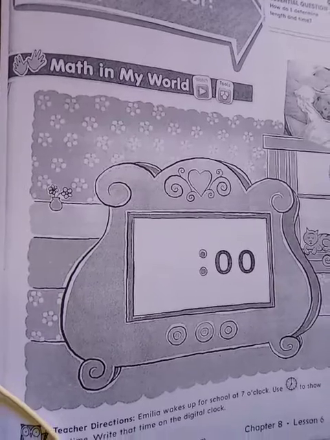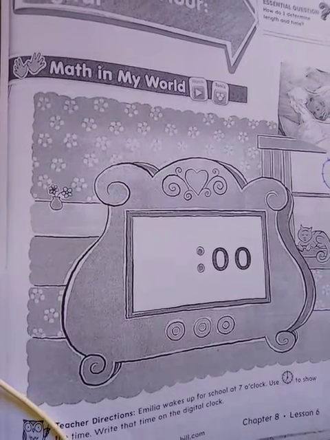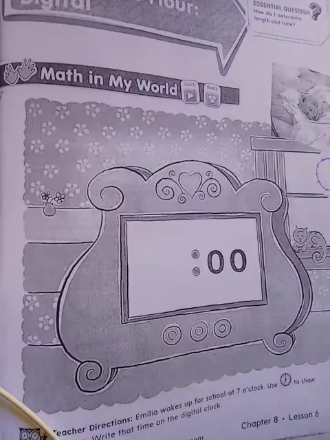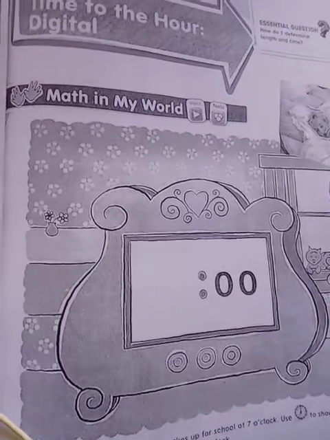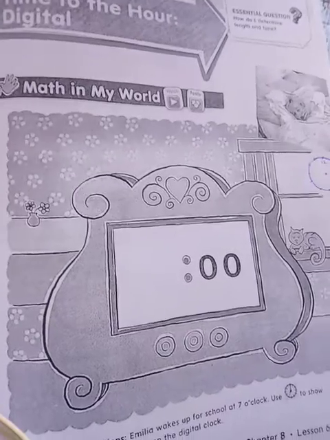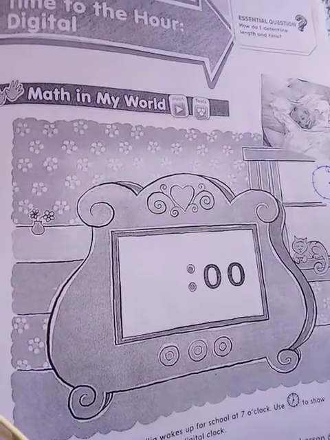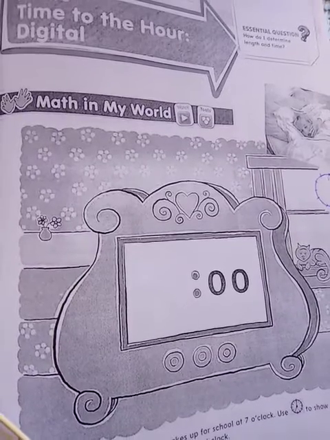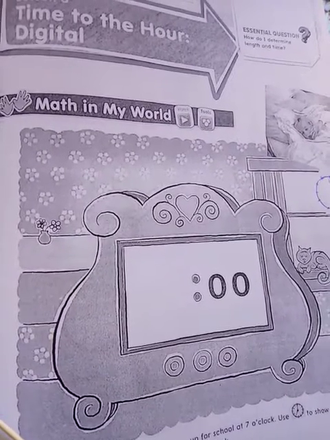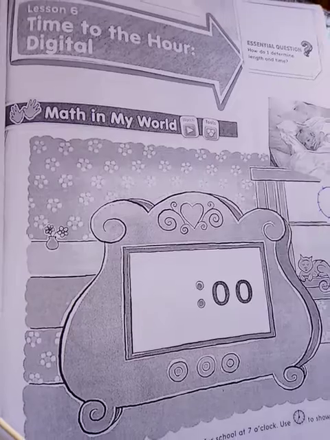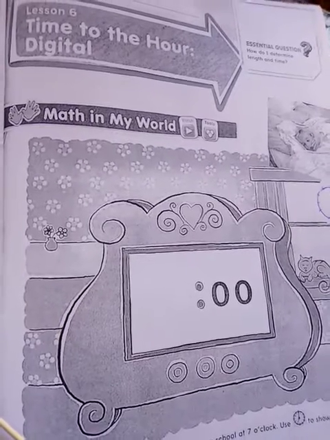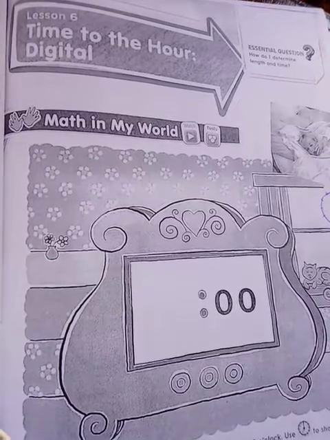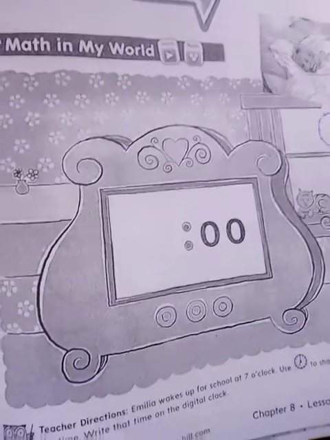Hello, my students. Today we'll take lesson 6 in chapter 8, and it's talking about the digital clock. The digital clock depends on numbers. We use numbers on a digital clock, not hands. We don't use hands, we use just numbers. Let's see the first page.